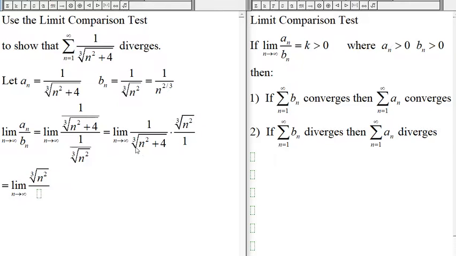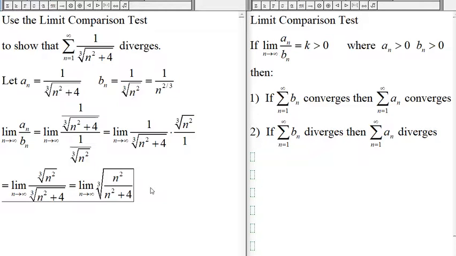So it's going to be that dividing by this. Since on the top we have the third root and on the bottom we have the third root, we can combine them, like this. And then to simplify this for the limit, before taking the limit, we can divide the top and the bottom by n squared.